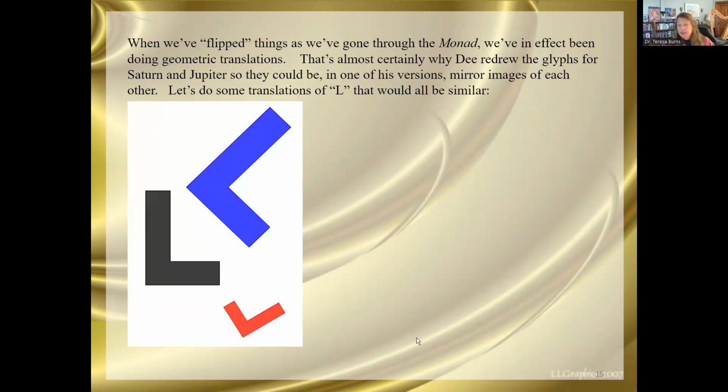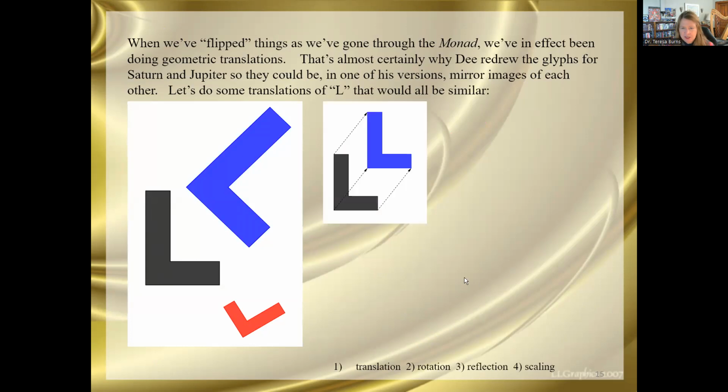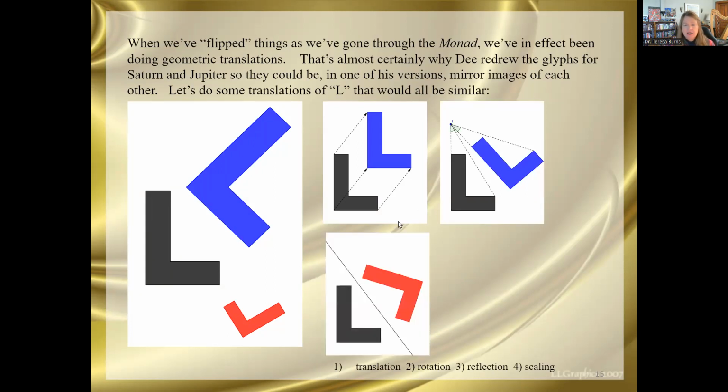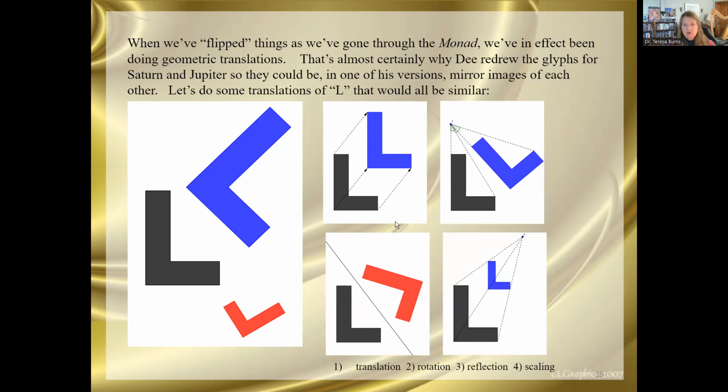All right, so if we take L and we decide to do some geometric transformations with it, here's a black L. This blue L is the same L. This one here that is flipped upside down is the same L. They are all mathematically similar. What that means is one of four things. Either you're just moving it around to a different place on the plane, or you're rotating it a little bit, or it's a reflection or mirroring of it, or you're scaling it, making it larger or smaller, but they're all still similar.